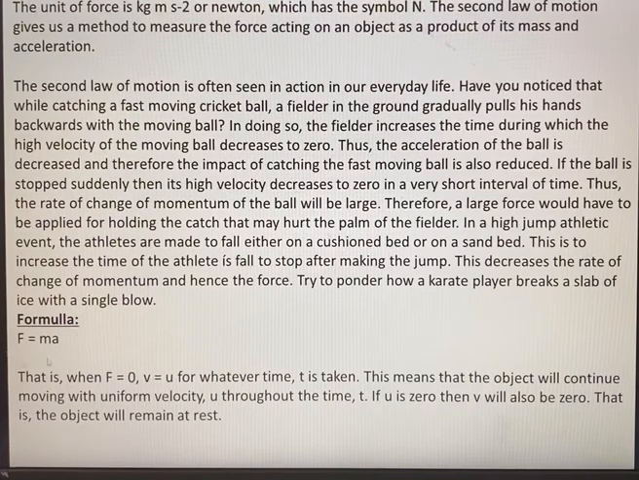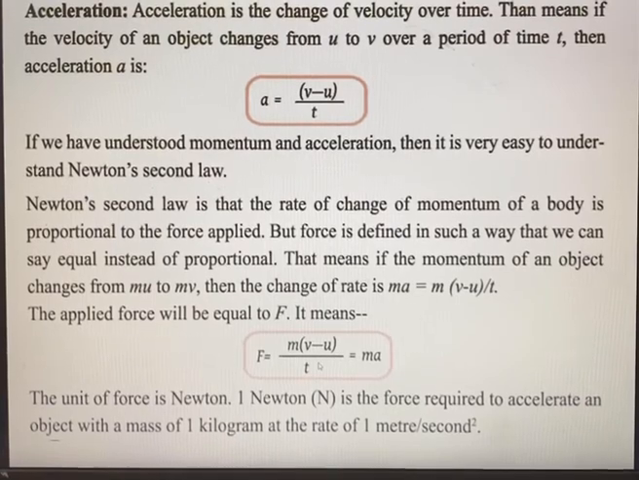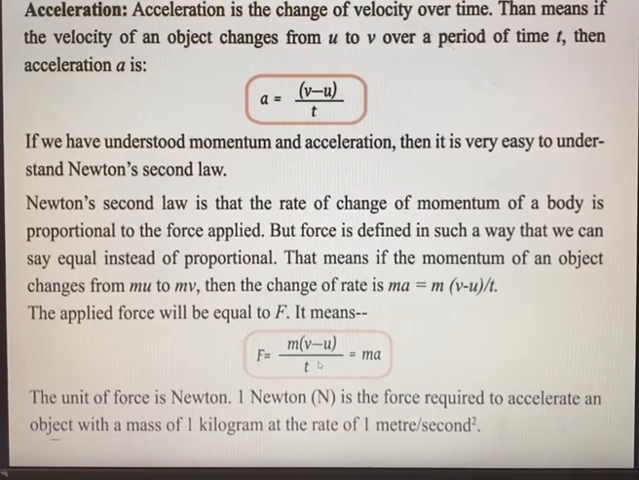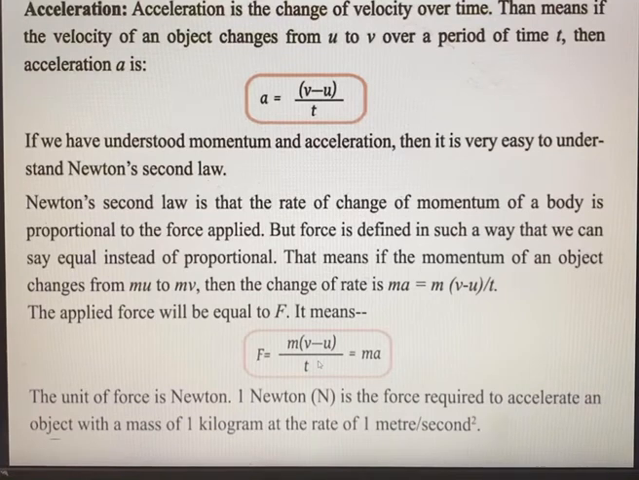Okay, fun apart. What's the formula? F equals ma. F for force, m for mass, a for acceleration. Okay? Let's see what's happening next. What is acceleration? Acceleration is the change of velocity over time. That means if the velocity of an object changes from u to v over a period of time t, then acceleration equals v minus u divided by t. That means with time, the velocity increases. I repeat, with time, the velocity increases.